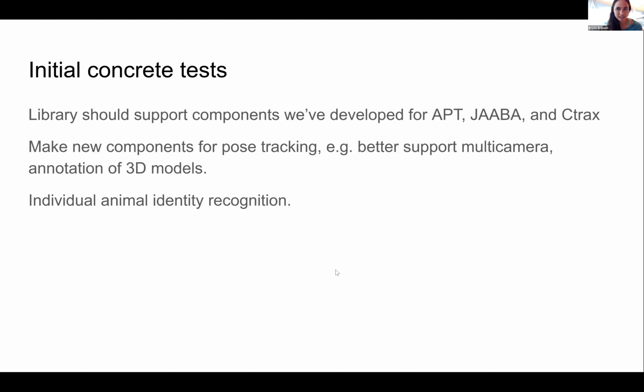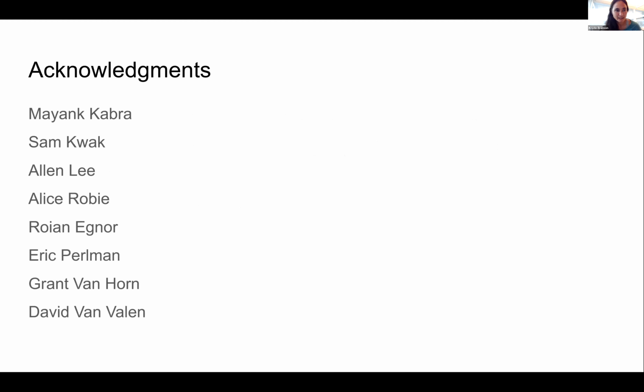So just some initial things that we would want to be able to do. We would like to have support for the common components that we've been developing for APT, for JAABA, and for CTRAX. We'd like to make new components for the pose tracking. A couple of the things that Sam and I have been talking about is better support for multi-camera tracking and for annotating 3D models with this. Something that Mayank, I think, has been pretty excited about is individual animal identity recognition, so being able to maybe use that as a test bed for this kind of library. And that is what I have.